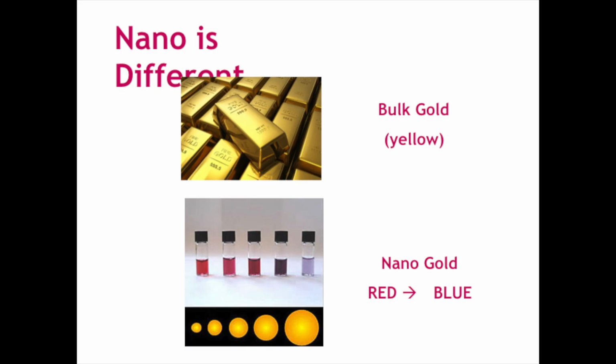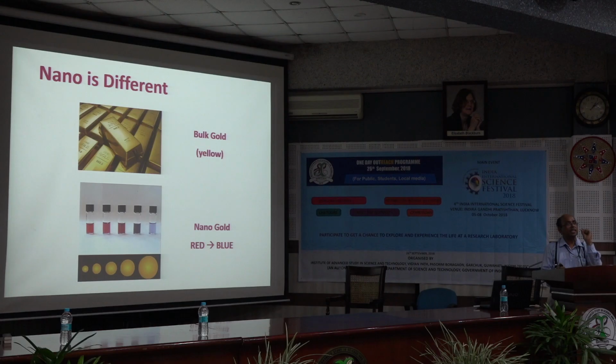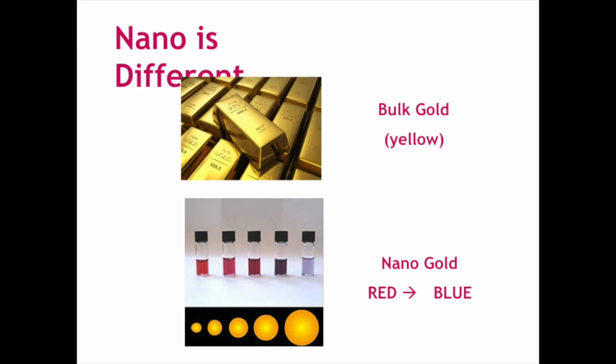If you know what the color of gold is, it is well known, gold color is yellow. But if you go for nano gold, its color depends on the size, in the nano range. It may start from red to blue. So you see how beautiful it is.